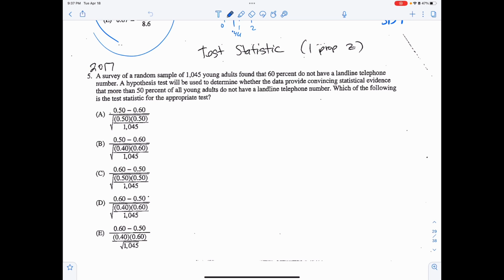Okay, so test statistic. If you look at your formula chart, and actually in the calculator cheat sheet, you can see that this is going to be a 1 prop. And so with a 1 prop, I'm looking for P hat minus my P over square root of PQ over N.